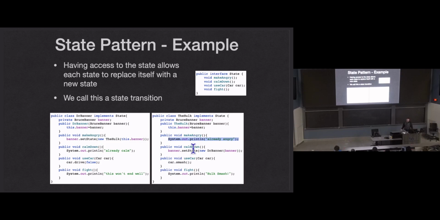And then finally, if we're in the Hulk state and we call calm down, the Hulk state is going to go to that Banner object and change its state back to an instance of Dr. Banner, which swaps all of this functionality out for this functionality again, and this is our behavior back in the Dr. Banner class.